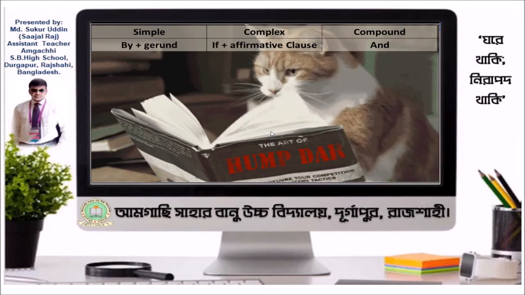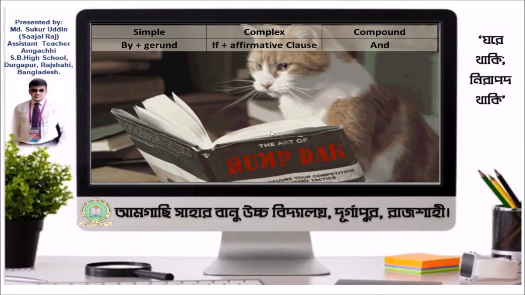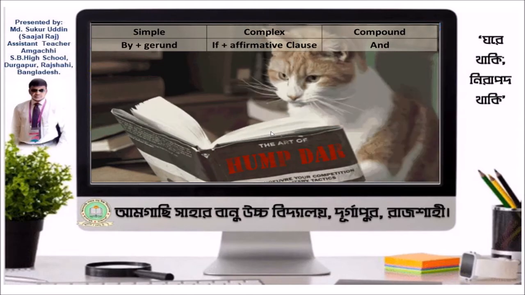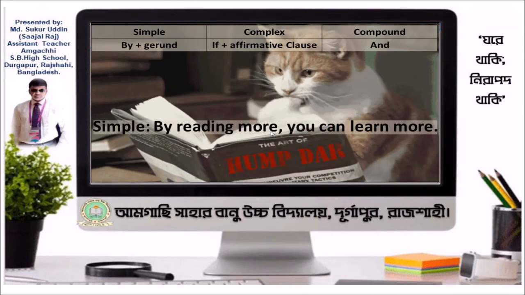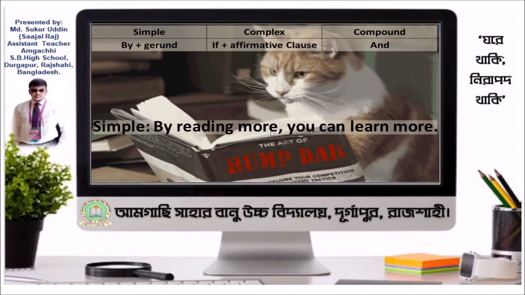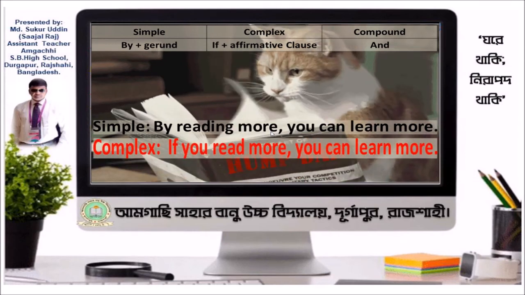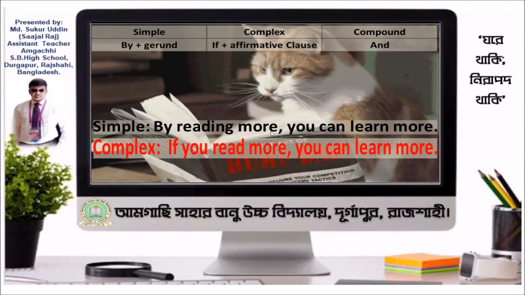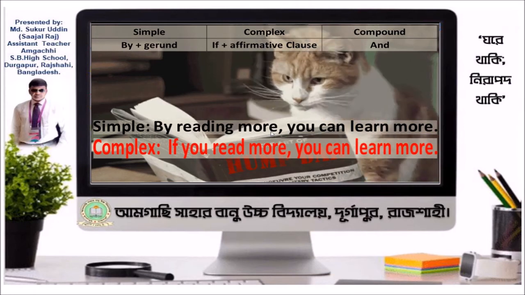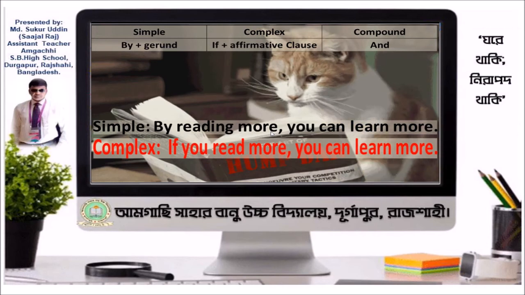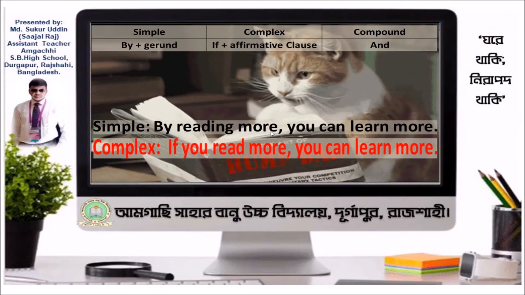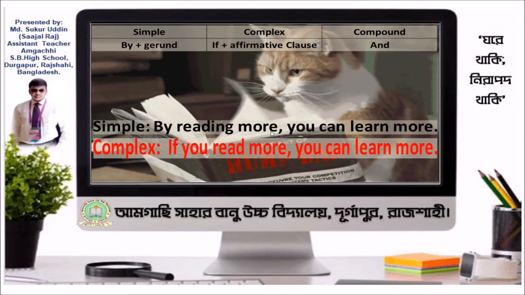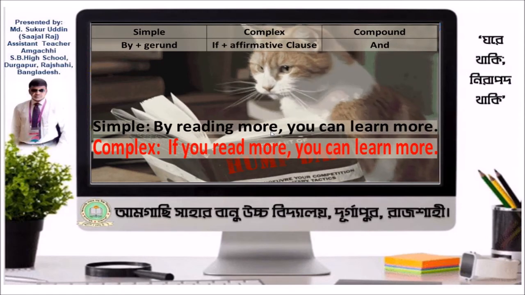Simple, complex and compound. The technique is by gerund. If our simple sentence starts with by gerund, the complex will be by using "if" plus affirmative clause, and the compound will be by using the coordinating conjunction "and". Okay, so let's see. Simple sentence: By reading more, you can learn more. And complex will be: If you read more, you will learn more. If you read more, this is a structure of "if" plus affirmative clause. Here two parts. "If you read more" is the subordinate clause, and "you can learn more" is the principal clause. You have to understand that all the time the subordinate clause will be changed and the principal clause will not be changed.